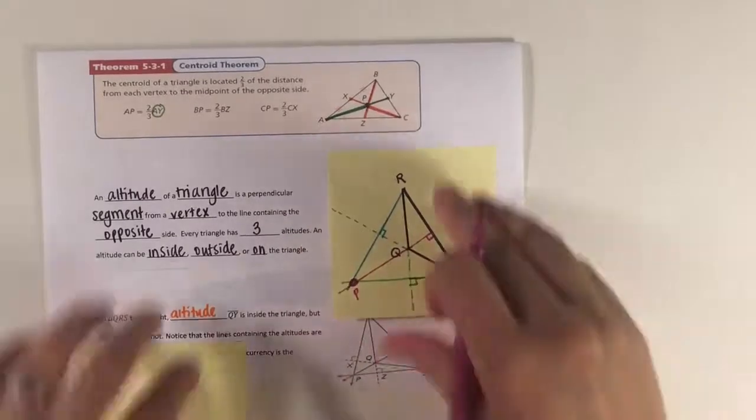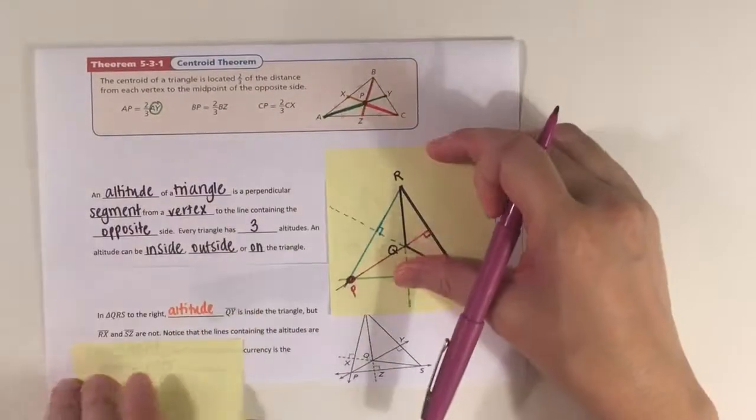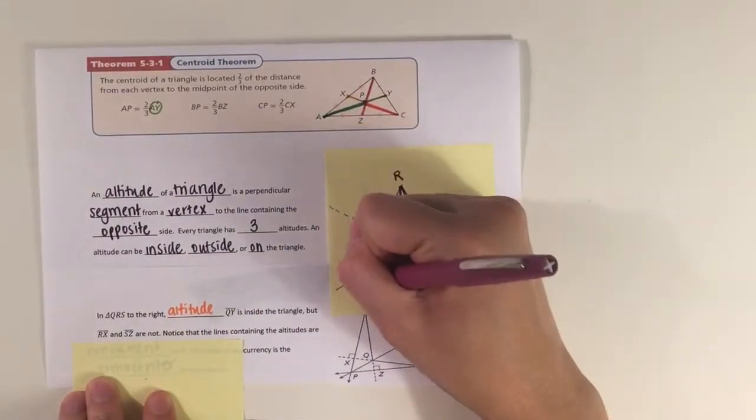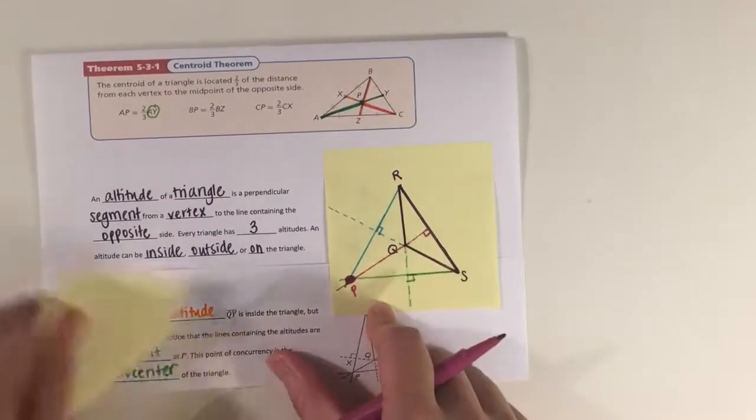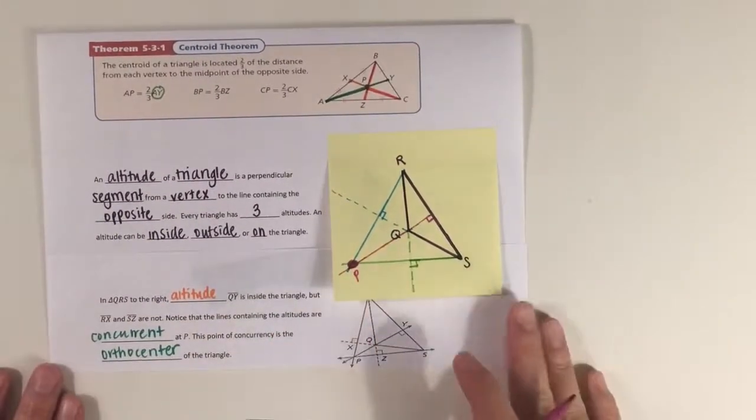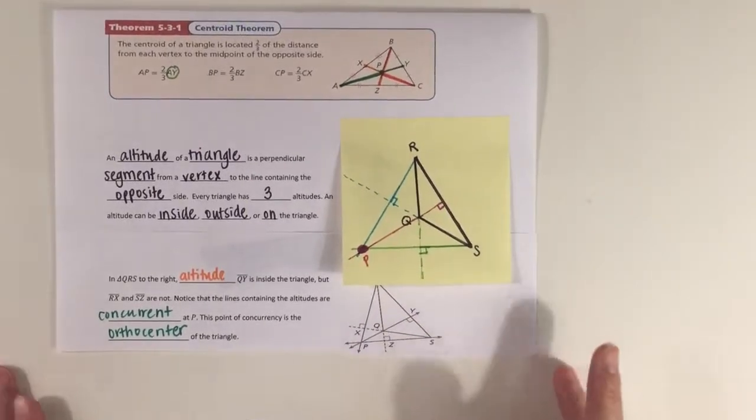And they labeled it P in the picture underneath. And the name that we give this point where all three altitudes meet is called the orthocenter, okay? And we will practice more examples in class.